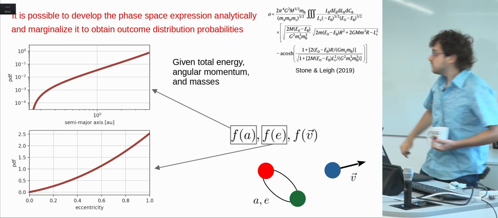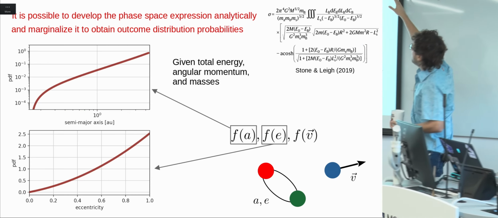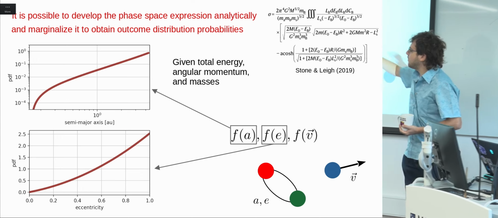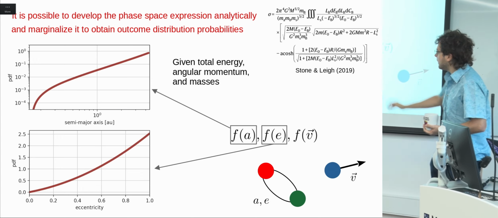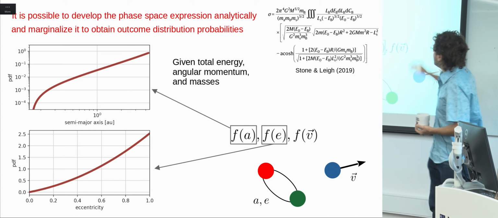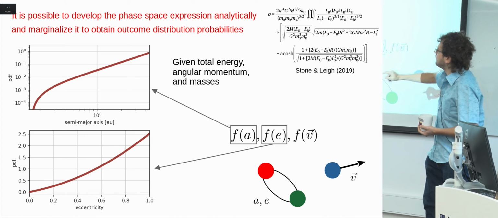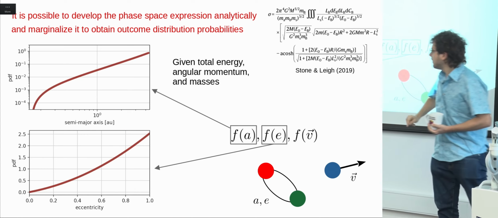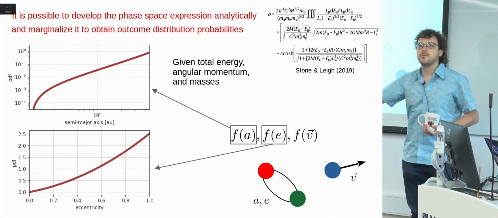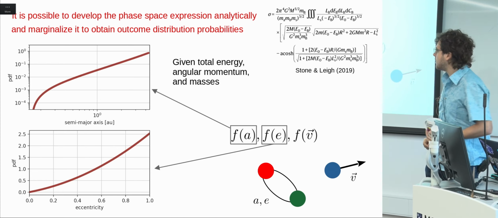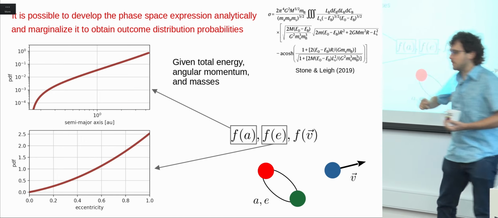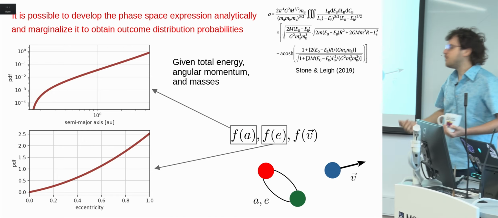And so it's possible to find a closed form expression of this. We can marginalize this over, say, major axis and eccentricity, and we can have outcome probabilities, outcome distributions. So given total energy, angular momentum, and masses, here is what you expect to see. If we repeat this experiment many times, and we always observe the final, say, major axis of the binary that has decayed, and its eccentricity, this is what we expect to see.